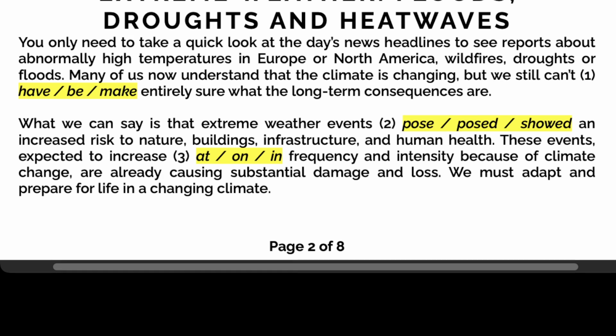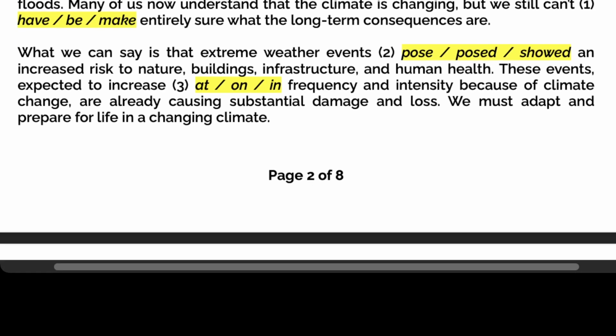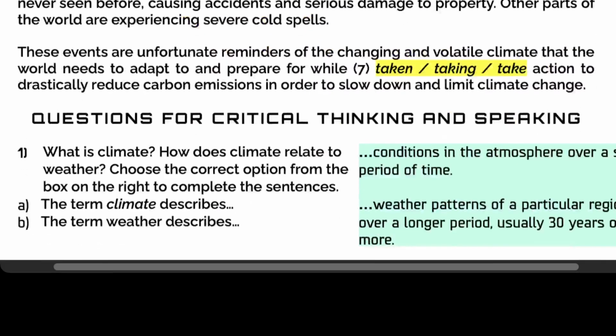You have the modal verb, and then you need a form of the verb be. So the modal verb is what? It's can't in this case, in the negative, this one. And then you choose be, and then can't be entirely sure, which is the adjective. That's the pattern. And then you do the same with the others. You need to, here for number 3, choose the right preposition. So here, these events expected to increase. Is it at, on, or in frequency? Well, we would normally say increase in frequency. This is a common collocating pattern in English.